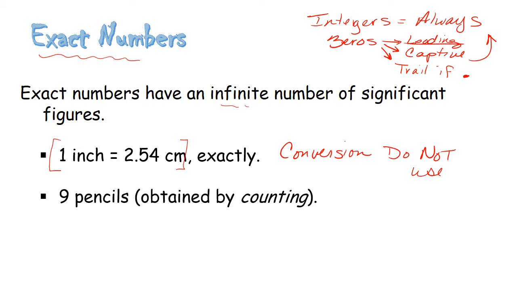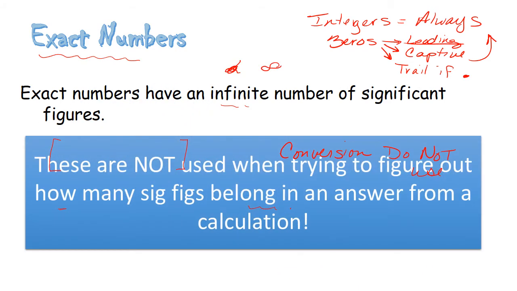The second type of exact number we have is something that you obtain by counting. If you have 9 pencils, there's no ambiguity there. You know there's 9. You can count to 9. Most of us can count to 9 without any trouble. Exact numbers, those that are conversions, those that are obtained by counting, these do not play sig fig games. You can say they have an infinite number of sig figs. Oh, that's not an infinity sign. That is, they have an infinite number of sig figs.